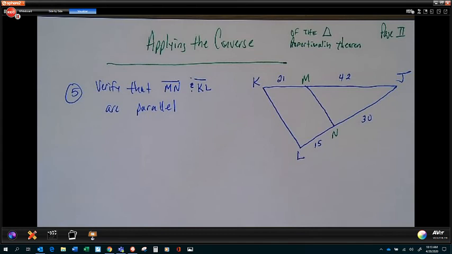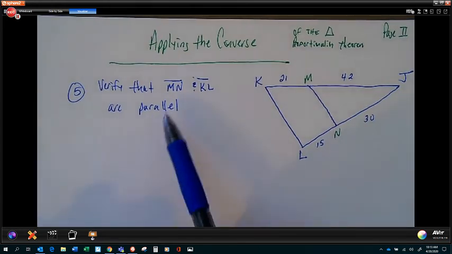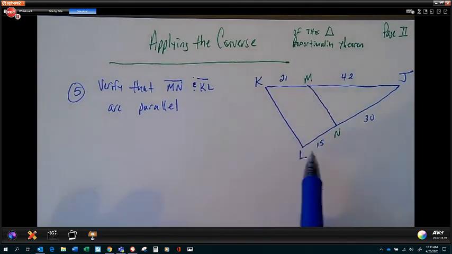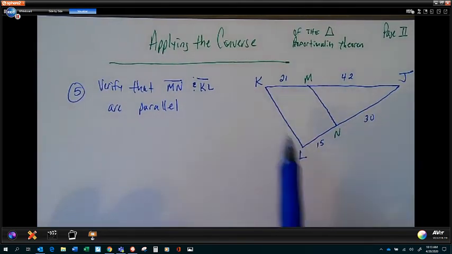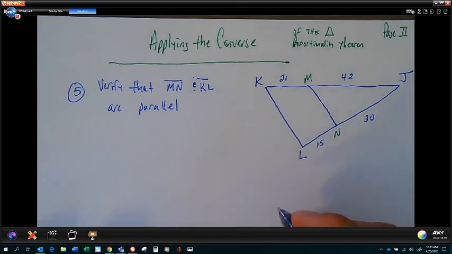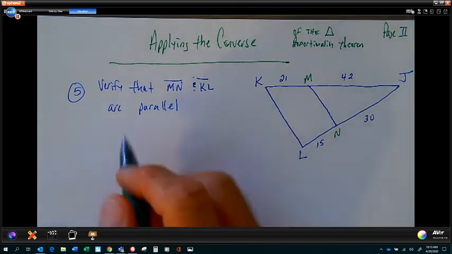Okay, so applying the converse of the theorem, now we're going to prove that the lines are parallel. Before, we were given that the lines are parallel and we had to find a missing segment. Now we've been given all the segments, and we have to prove that MN and KL are parallel. So again, we set that up the same way.